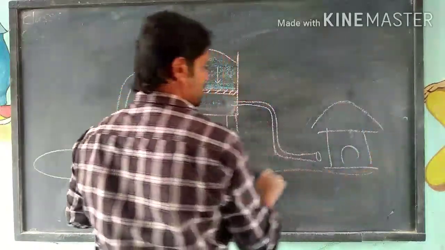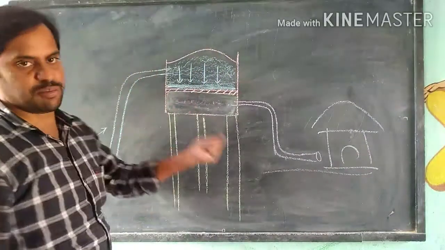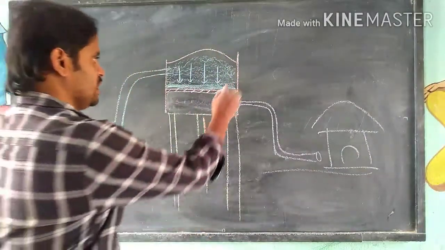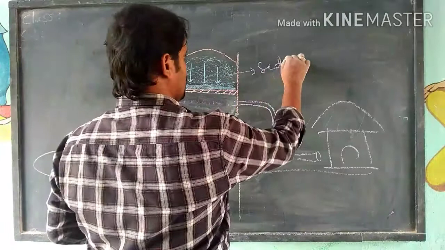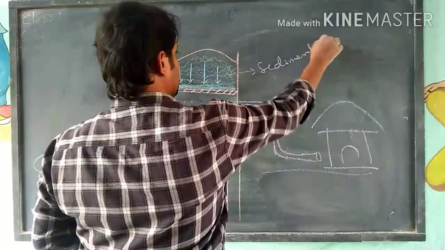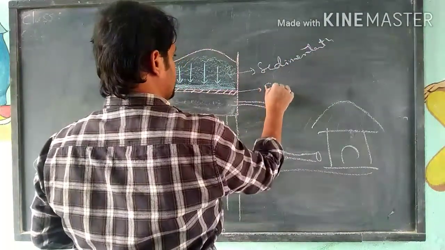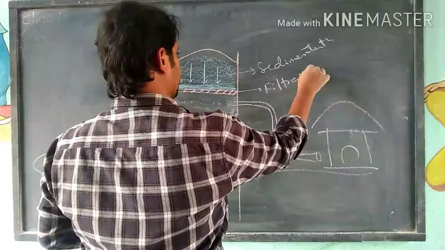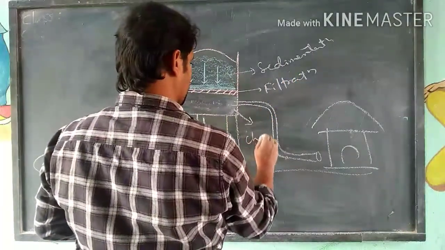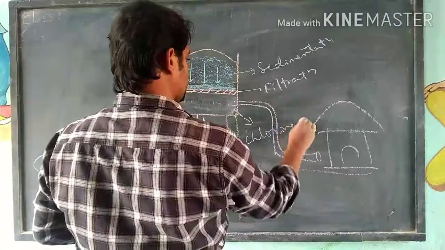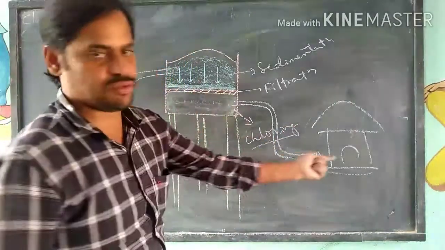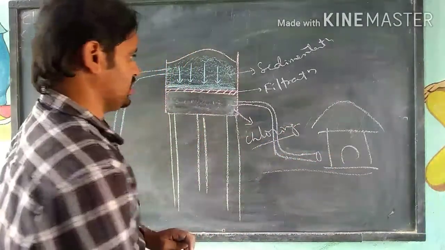Now villagers receive water from the municipal corporation people. So like this, first process is sedimentation, after that filtration, and after that chlorination. By doing all these processes, they purify the water, and this water is supplied to the villages.